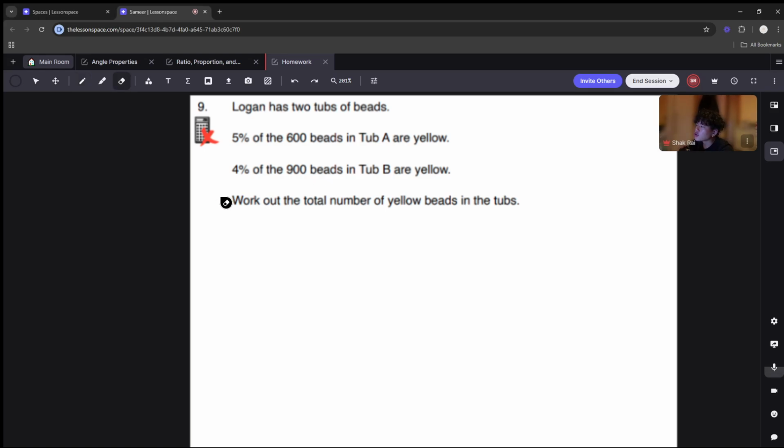So yeah, these are just a bunch of percentages questions. Logan has 2 tubs of beads. 5% of the 600 beads in tub A are yellow. 4% of the 900 beads in tub B are yellow. Work out the total number of yellow beads in the tubs.